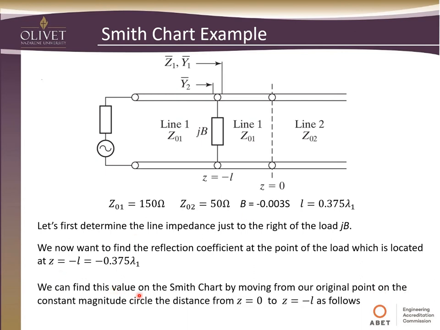Again, we can find this value on the Smith chart by moving from our original point on the constant magnitude circle to a distance from Z equals zero to Z equals minus L. So let's look at how we do that. And again, we're going towards the generator. Sorry, very important.